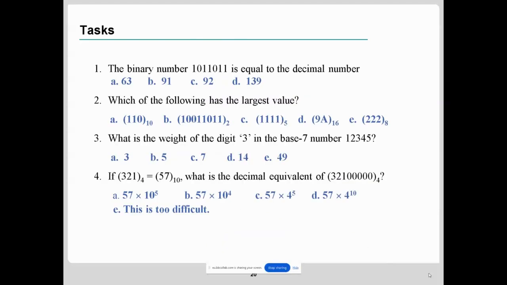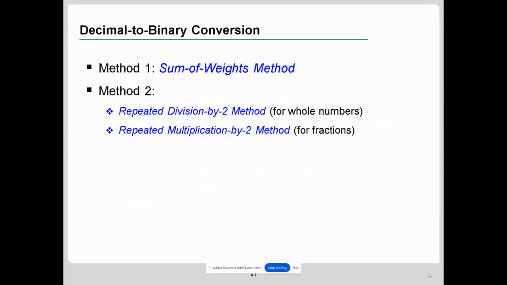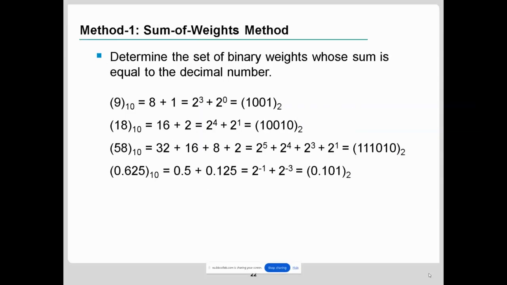Now these are the tasks. Please go through them at home and do these tasks by yourself. Now we want to convert a decimal number to binary. There are two different methods: the first is the sum of the weights method, and the other is repeated division by 2. This is the sum of the weights method. Now we want to convert 9.